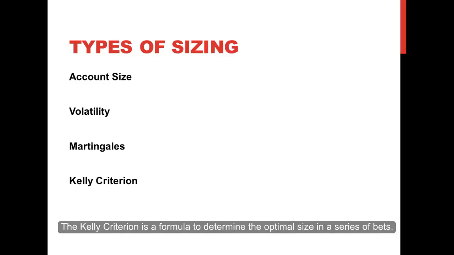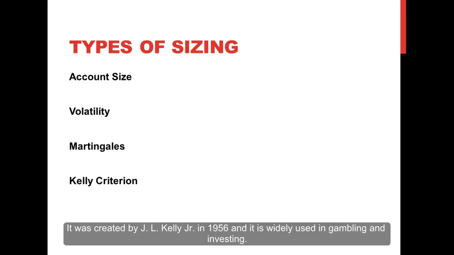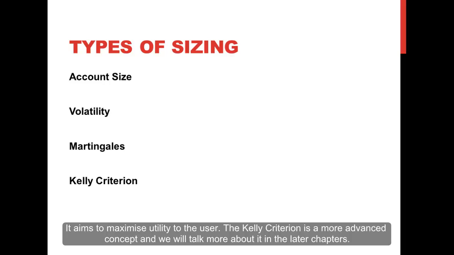The Kelly criterion is a formula to determine the optimal size of a series of bets. It was created by J.L. Kelly Jr. in 1956 and is widely used in gambling and investing. It aims to maximize utility to the user. The Kelly criterion is a more advanced concept and we'll talk more about it in the later chapters.